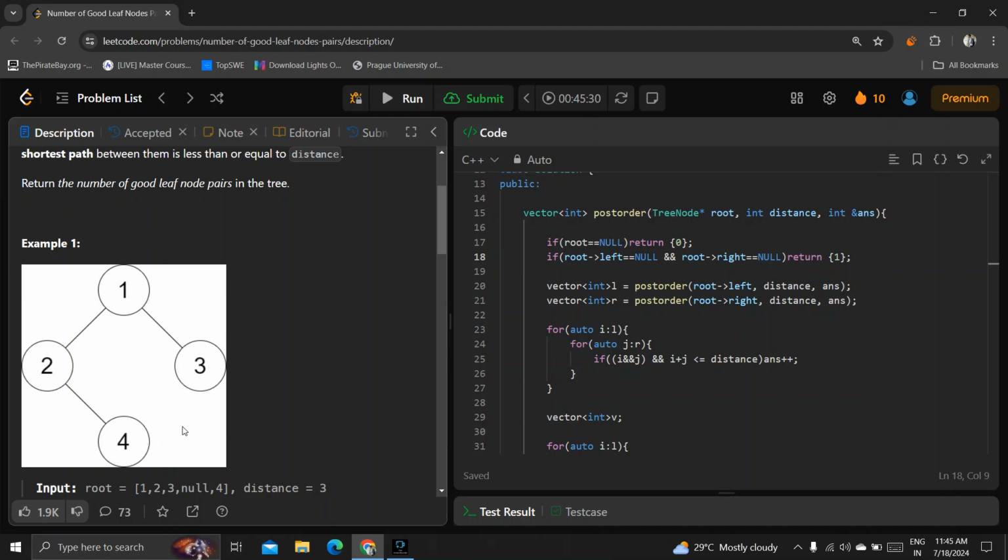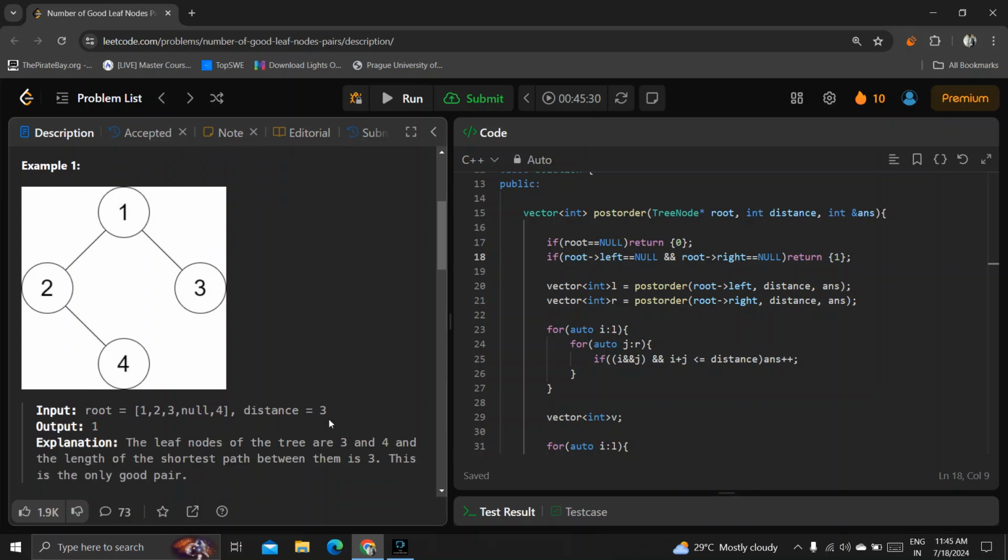For example, if we take this example, there are leaf nodes four and three, right? And the distance between them is 1, 2, 3. And the given distance value is 3. So 3 is less than or equal to 3. Yes. So what we will do? We will take one answer variable where we will count the number of good pairs of leaf nodes, and we will increment it by 1, and I will simply return it.